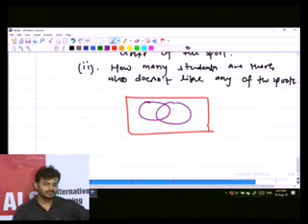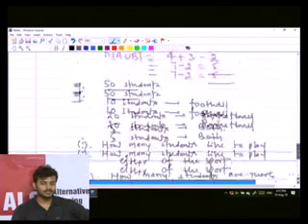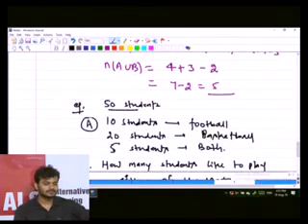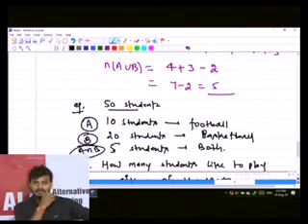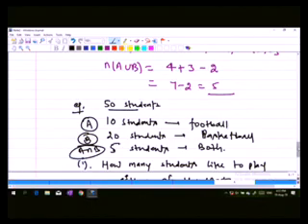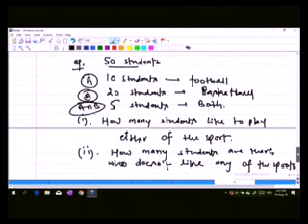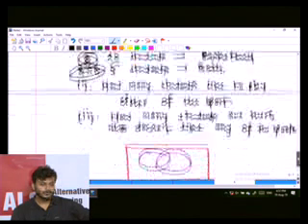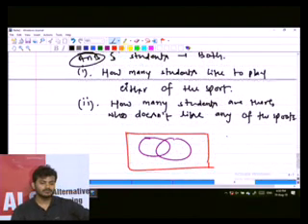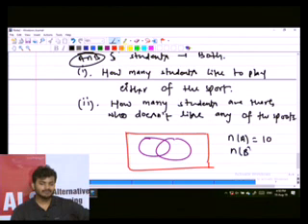There are some common elements, so let's take this as common. Now I'll say that this is A and this is B. What is this? This is A intersection B. What is n(A)? We have a total of n(A) as 10, and for B we have 20. What is n of A intersection B? A intersection B is given as 5.